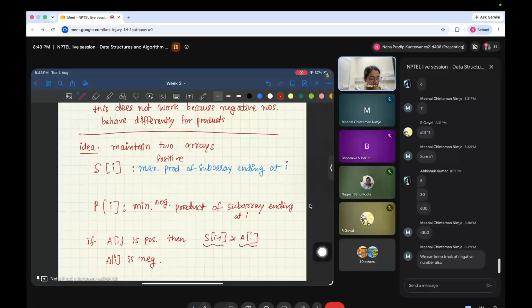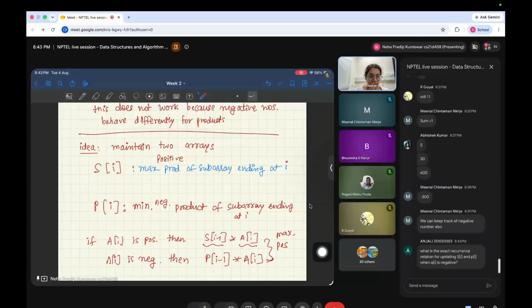If a of I is negative, then how do I find the maximum positive? I'll take the minimum negative sum that I can find so far, multiply it with a of I. Both of these are negative, so in the end you will end up getting the max positive term. So is this idea clear? The only change is this extra array, and our condition changes depending on whether a of I is positive or not.